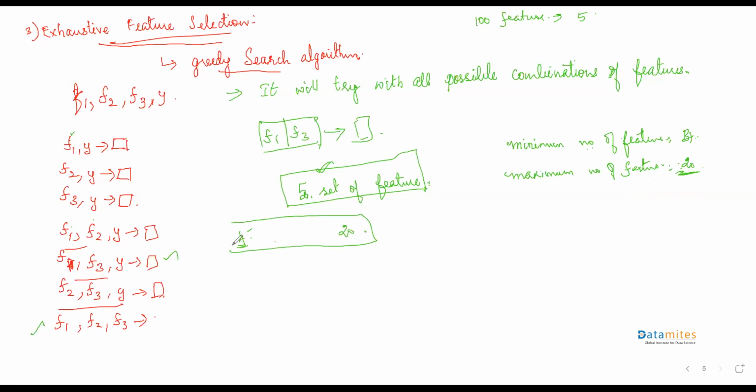It will check all possible combinations. It will check from 4 to 20, and in this it will find out where we are getting a good score. Those features will be finally given by this method for creating the model. So this is how the exhaustive feature selection method works. It is just going to try all possible combinations of features to get the optimal features.